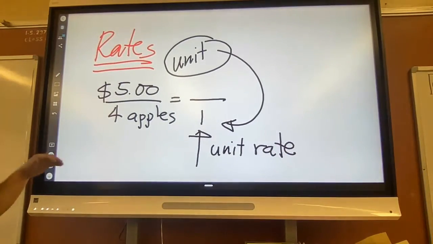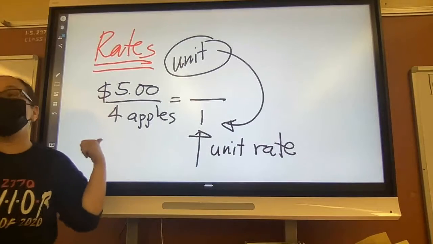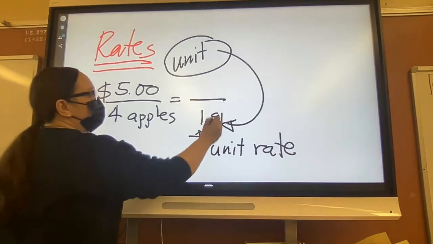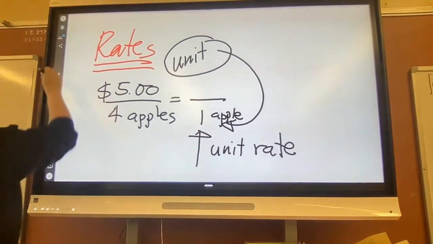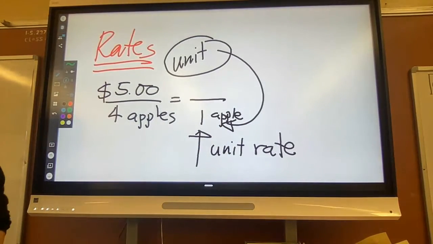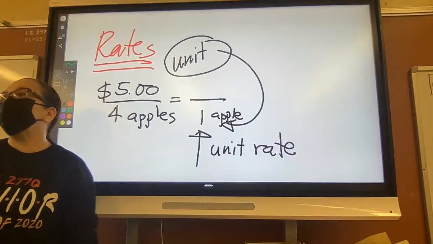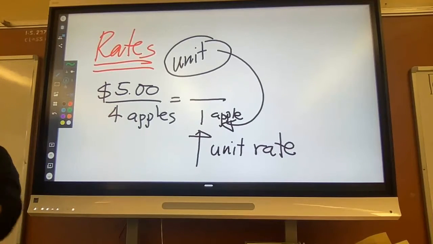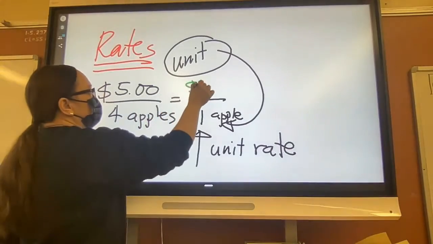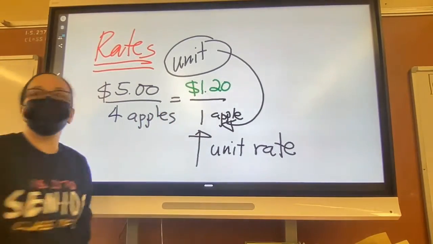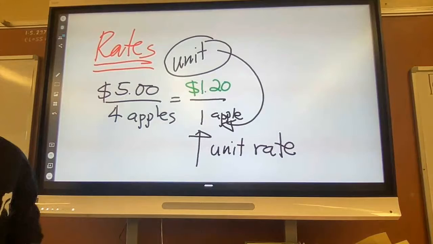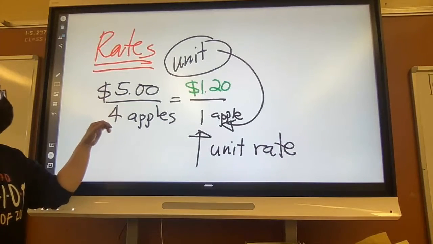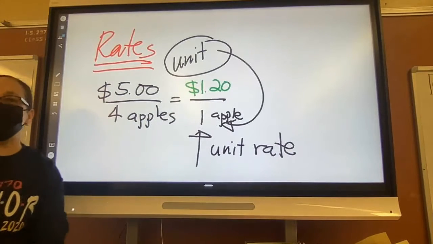So again, let's say $5 for 4 apples. How much will it cost me if I'm going to buy only one apple? We name it in terms of money. So how much is one apple? Will it be $1.20?